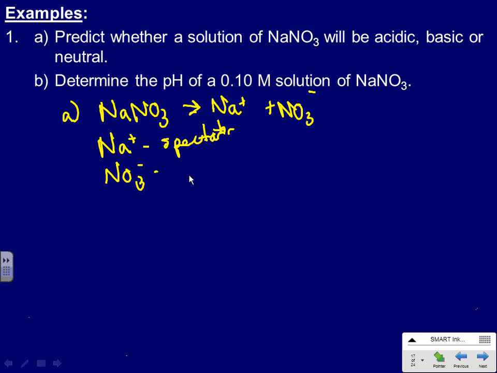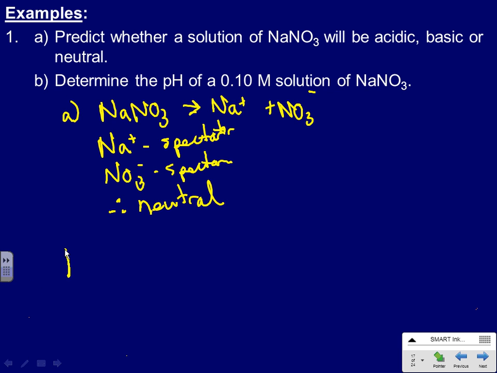NH3 is a spectator as well. Sorry, NO3, spectator as well. It comes from HNO3, nitric acid, which is strong. Spectator. Therefore, what kind of a pH is it going to have if they're both spectators? 7, so neutral.